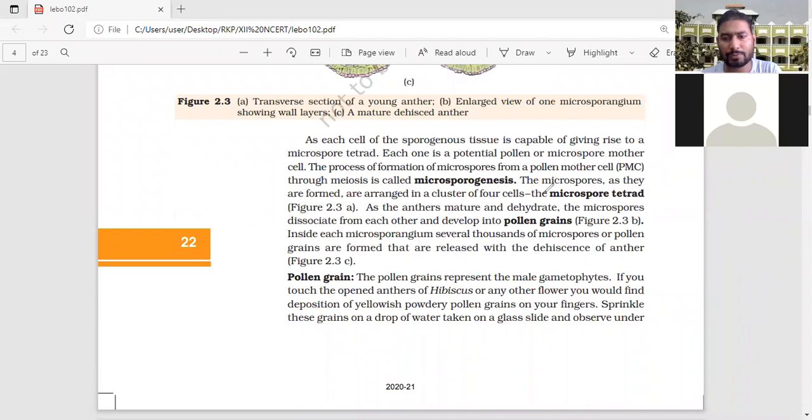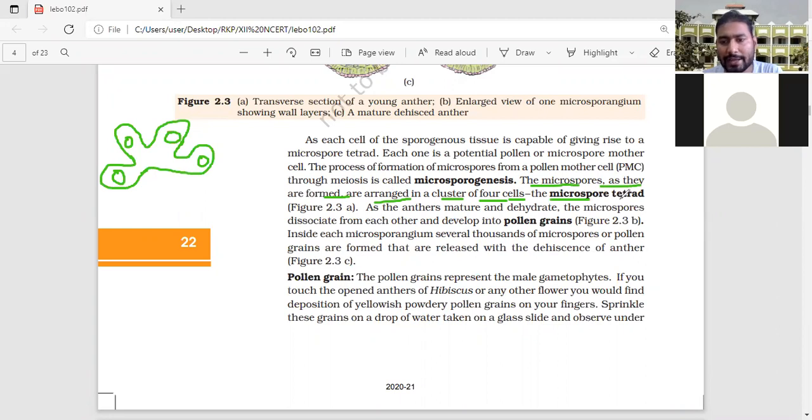Okay, here they have given microsporogenesis. The microspores, as they are formed, are arranged in a cluster of 4 cells. I told you they form like this structure, which is known as the cluster of 4 cells. 1, 2, 3, 4. Okay, so 4 is there.